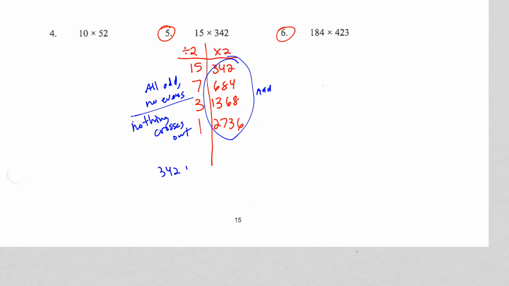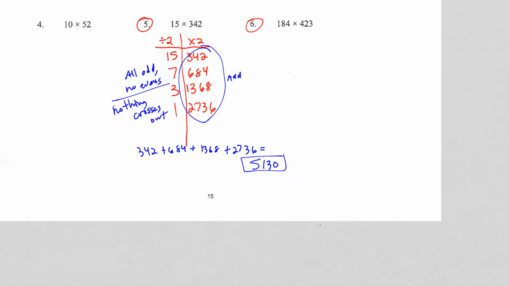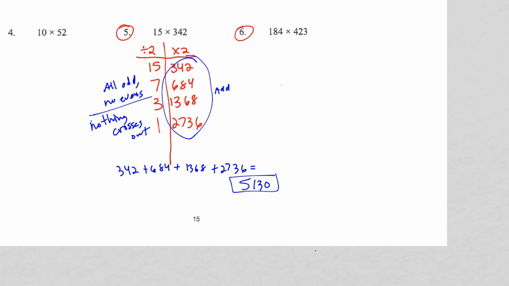So 342 plus 684 plus 1368 plus 2736, that's all going to equal 5,130. Okay. Now let's do the other one.